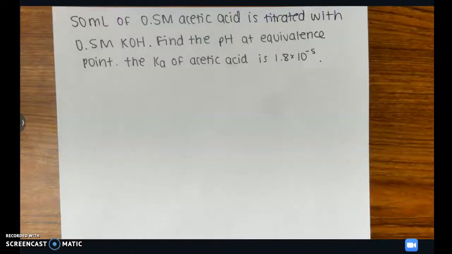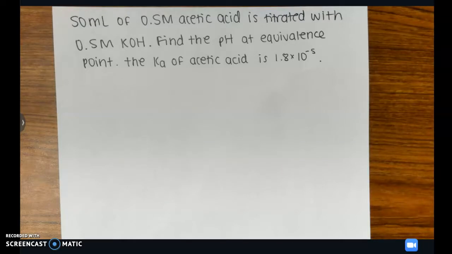Hi everyone, in this video I'm going to go over how to find the pH at an equivalence point of a weak acid strong base titration. So this is the problem that we're going to be doing. 50 milliliters of 0.5 molar acetic acid is titrated with 0.5 molar KOH. We want to find the pH at equivalence, and the Ka of acetic acid is given.